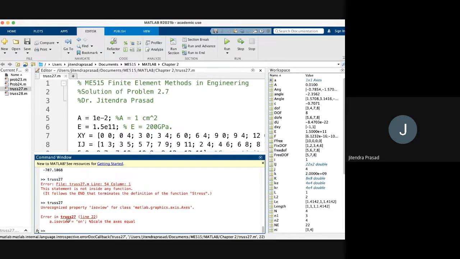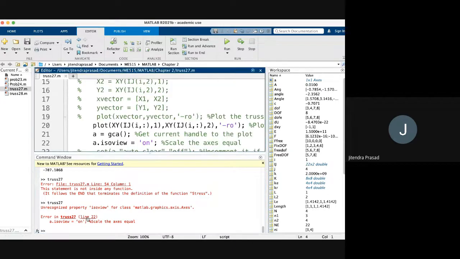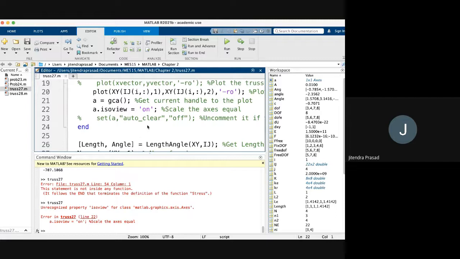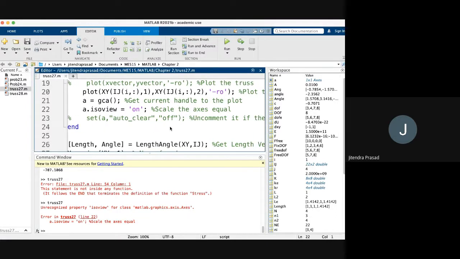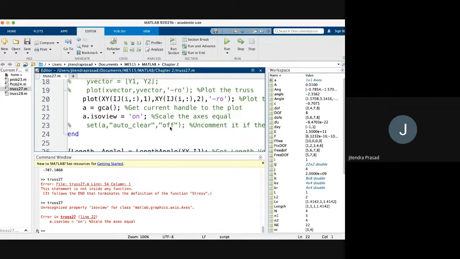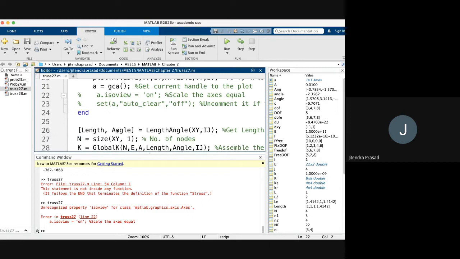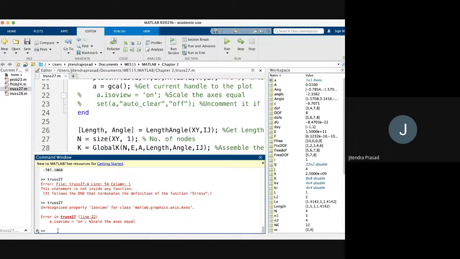MATLAB 922. Property ISO for class MATLAB access undefined. So for plotting, we have something which we used in the Scilab. So we have to find out the equivalent thing, but I have commented it for now. So let us see now.